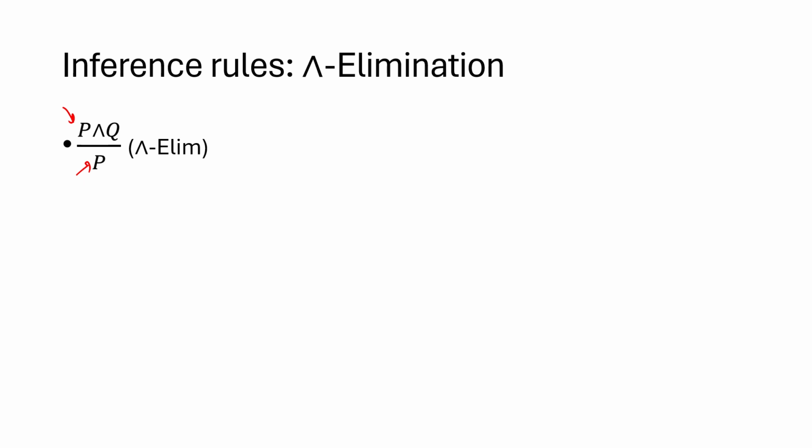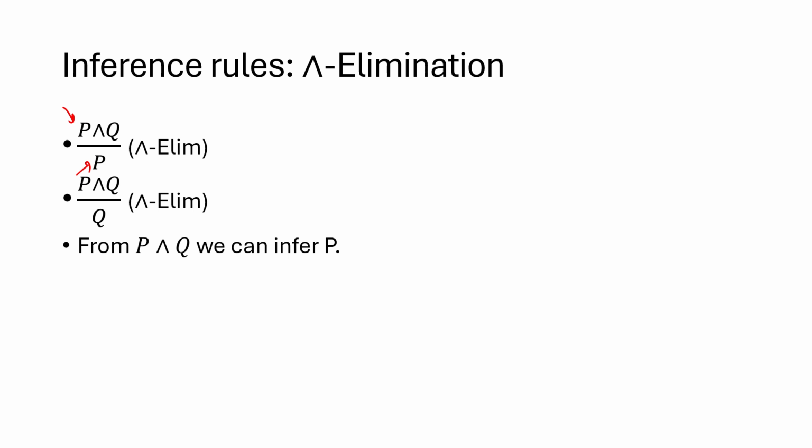Again, that makes sense. If you know P and Q to be true, P has to be true. And the other version is if you know P and Q, you can infer Q. You can infer the second proposition. And that is also called AND elimination. So from P and Q, we can infer P. We can also infer Q.